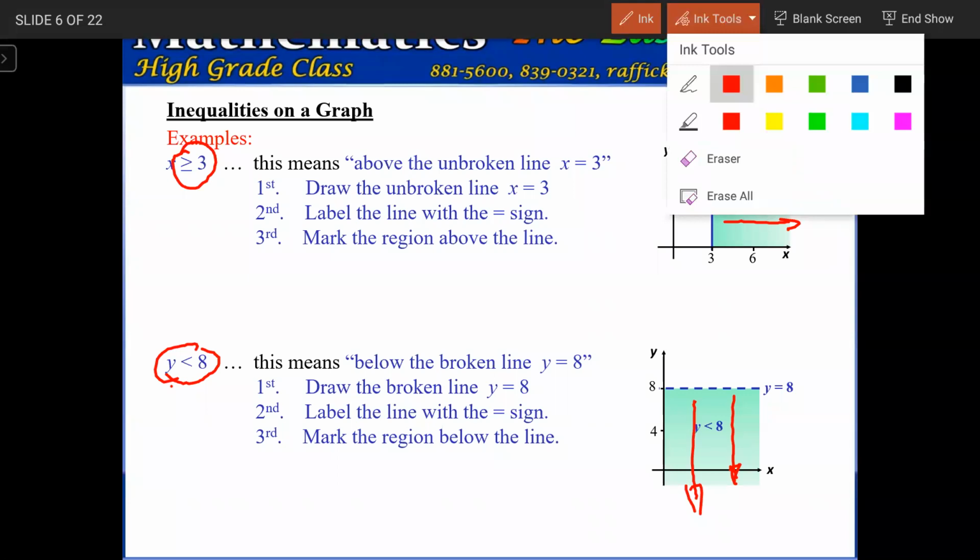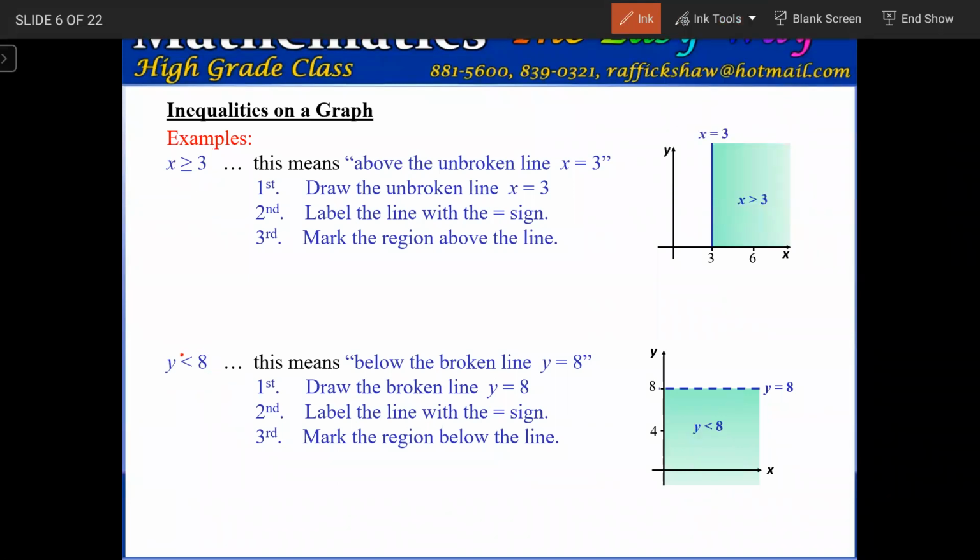Now let's look at technicalities. For example, the equal sign is not there, so to show that you don't want the line, you draw the line broken. Up here, the equal sign is there, so you want the line as well.